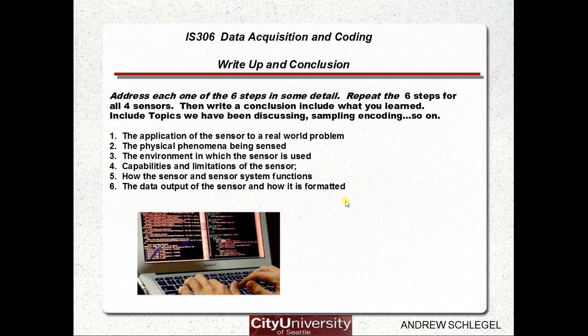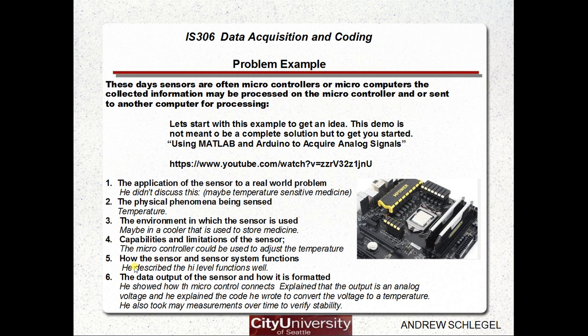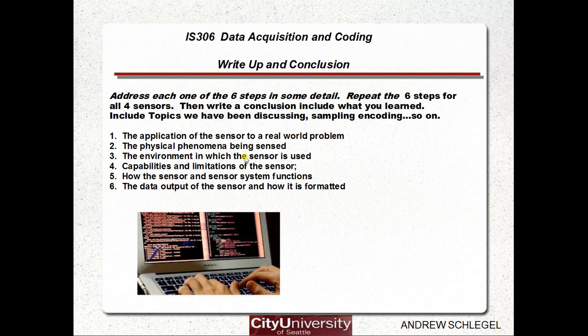If you chose a sensor for a specific application, and then once you get to the capabilities and limitations, you start to realize it does have some limitations, in your conclusion you could say, well, I might choose a different sensor if I was actually going to build this project, because the one I chose initially has these limitations, and I think this other one would be better. Things like that in a conclusion.